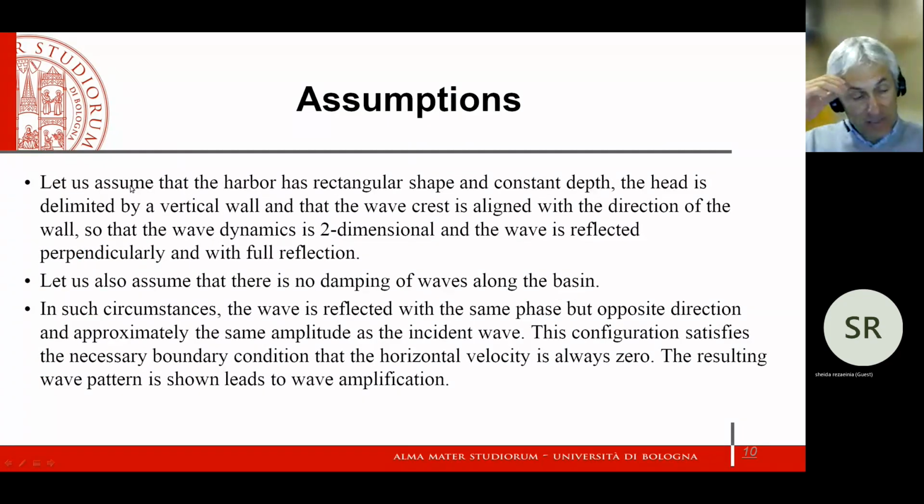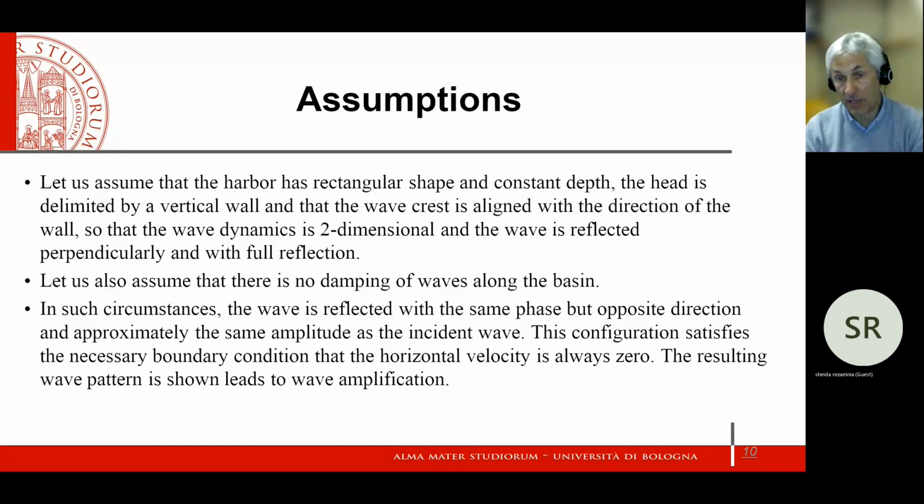Now, again, let's assume that the Harbour has rectangular shape, as I said, and constant depth. This is important because, as you know, wave propagation is influenced by the depth of the Harbour, in particular if the depth is small. And so we assume that it is constant in order to have a propagation along the Harbour with the same behavior, with the same characteristics. And we assume also that the head of the Harbour is given by a vertical wall, and that the wave crest is aligned with the direction of the wall itself, the wall of the head. And so that we have a 2D problem.